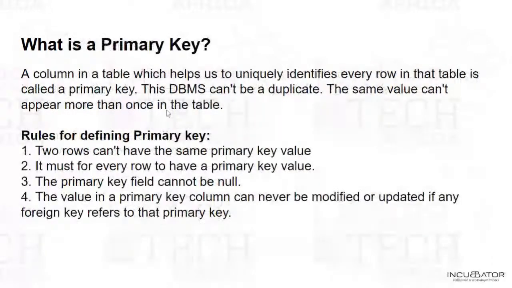A column in a table which helps you to uniquely identify every row in that table is called a primary key. The DBMS, database management system, can't allow a duplicate. So basically, two rows cannot have the same primary key value. And I'm very sure that if you are using a database management system, let's say MySQL, you cannot have a repeated one. It will automatically generate a new one for you.